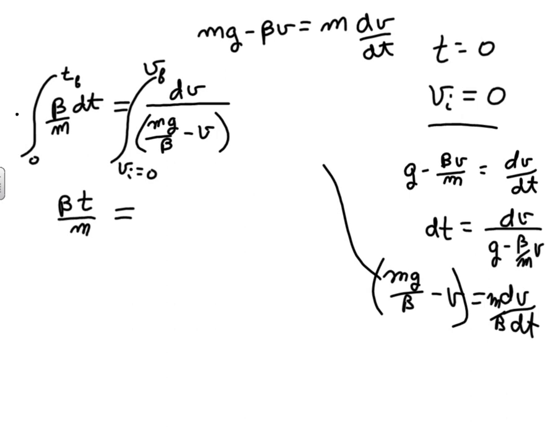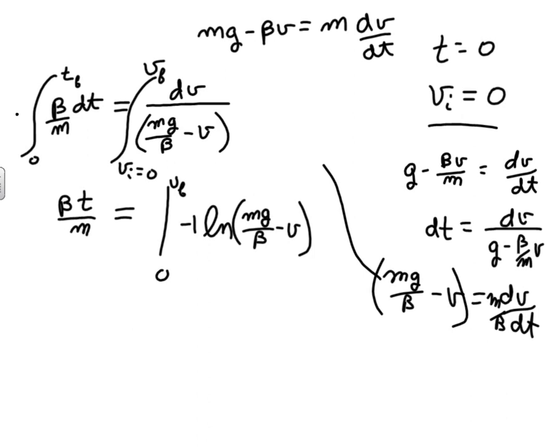Now, if you're a little rusty on integrals, you might not know what the integral of that mess is. Okay? But the answer to this, evaluated from 0 to v final, would be the natural log of this stuff, mg over beta minus v, the natural log of that stuff, times 1 over the derivative of what's inside. What's the derivative of what's inside here with respect to v? Negative 1. 1 over negative 1, right? 1 over whatever was here.